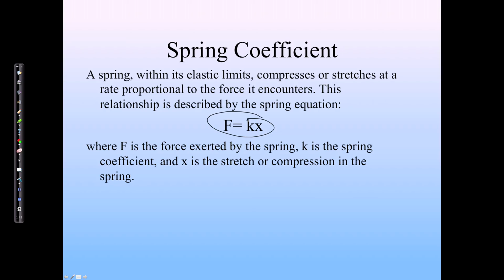Now, the spring coefficient is basically a measure of how springy the spring is. So, a spring that is very stiff, that is to say, it takes a lot of force to stretch or compress it, will have a high K. A very light spring, think about a slinky, would have a very low K.